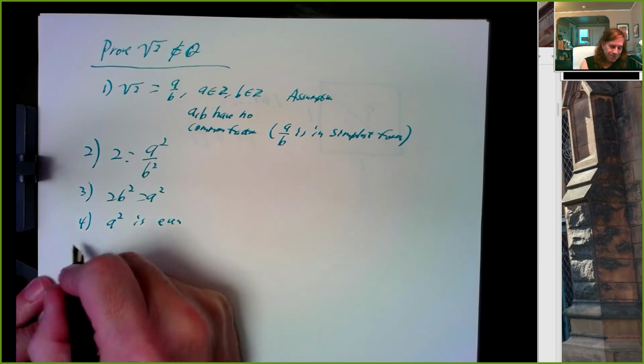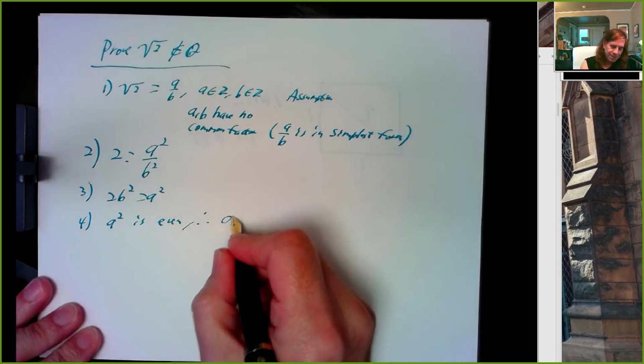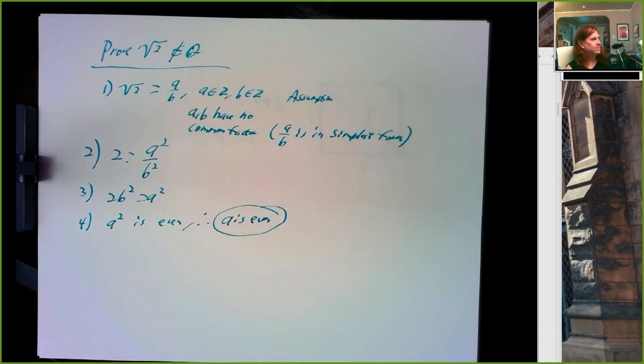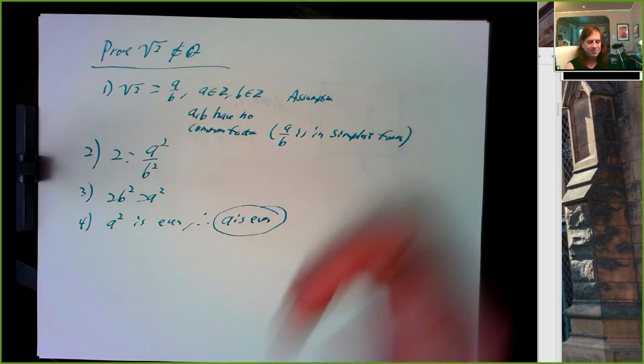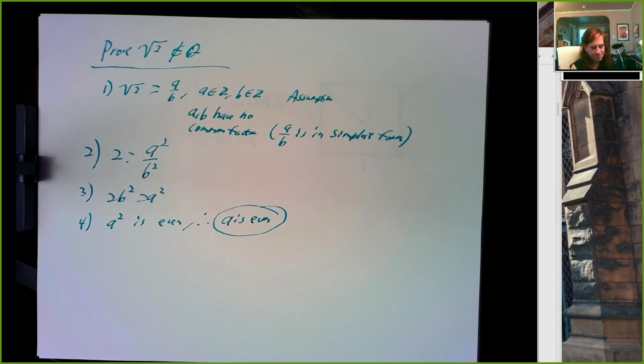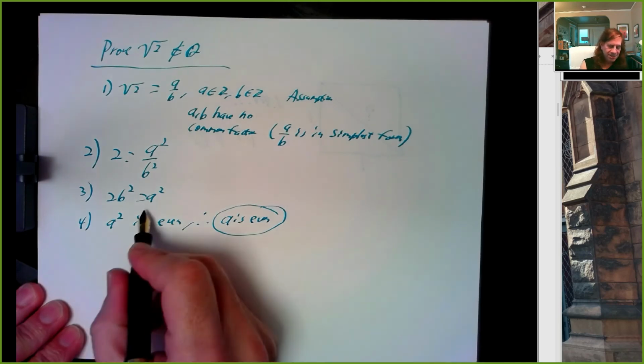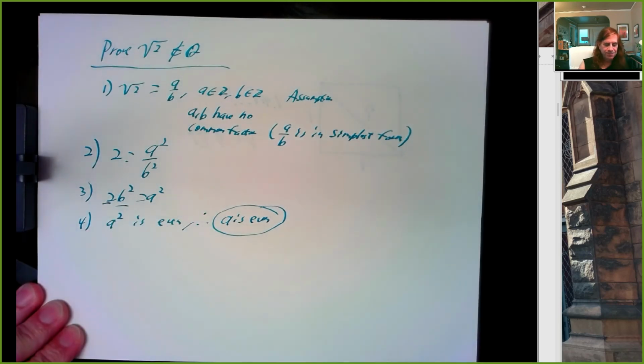But since a squared is even, a is even. My reason would be, future self proves this. How do we know a squared is even? Because a squared is twice b squared, and b is an integer, so b squared is an integer.